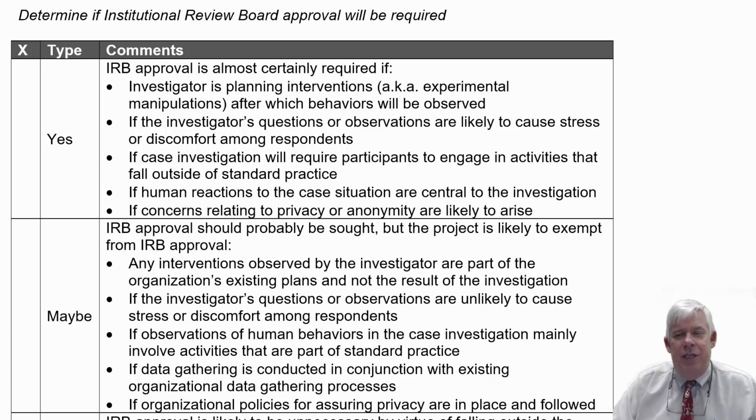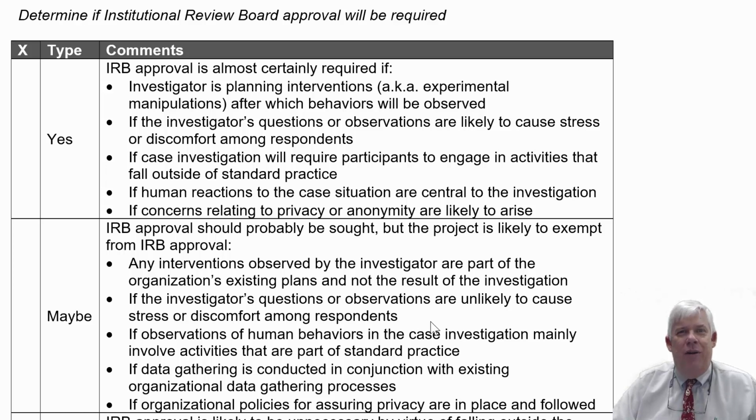Now, some of the conditions that make it likely you will be exempt is if you may be observing interventions, but these are interventions being made on behalf of the organization. They're not something that are being implemented at your request. For example, if an organization changes price and routinely changes price, you would not be expected to have informed consent of all the people who are affected by that price change, but you might decide to observe it.